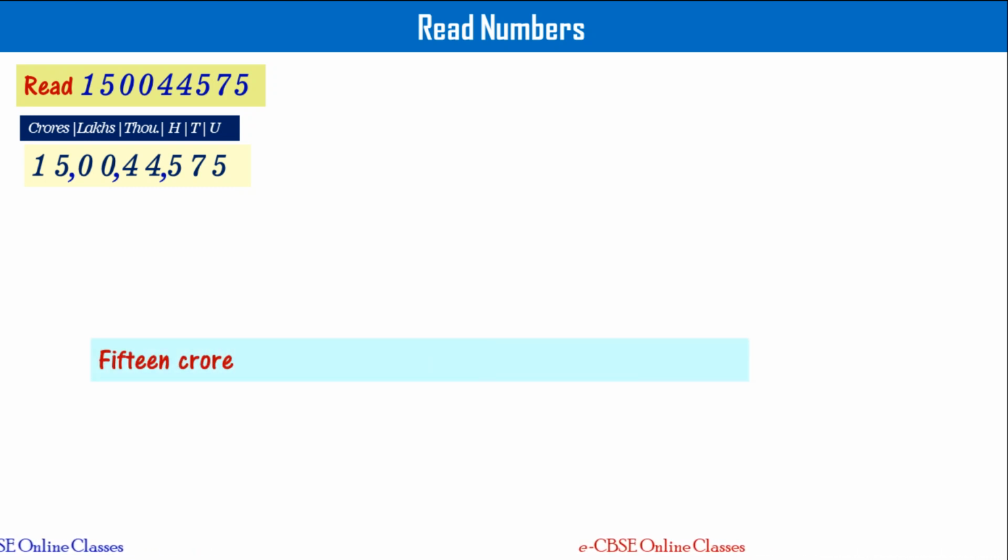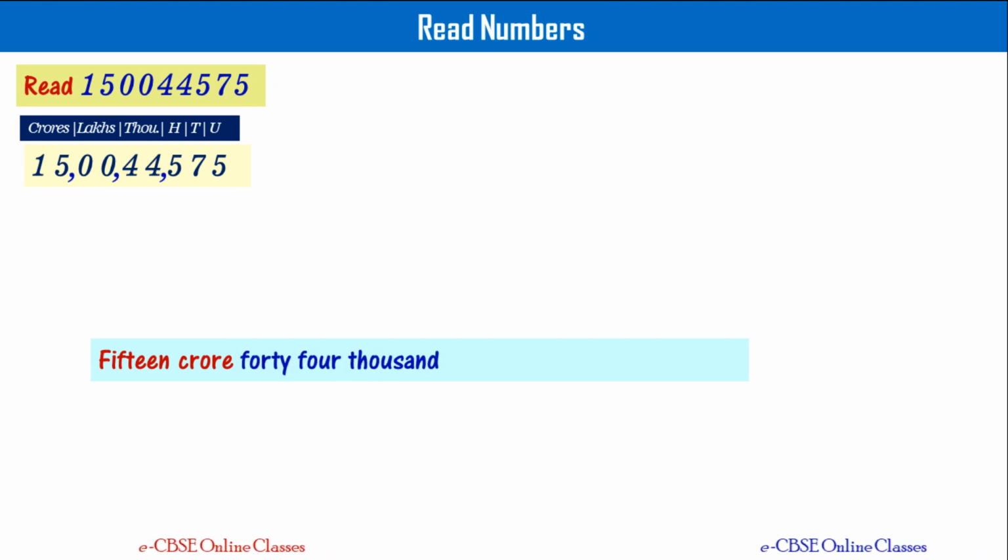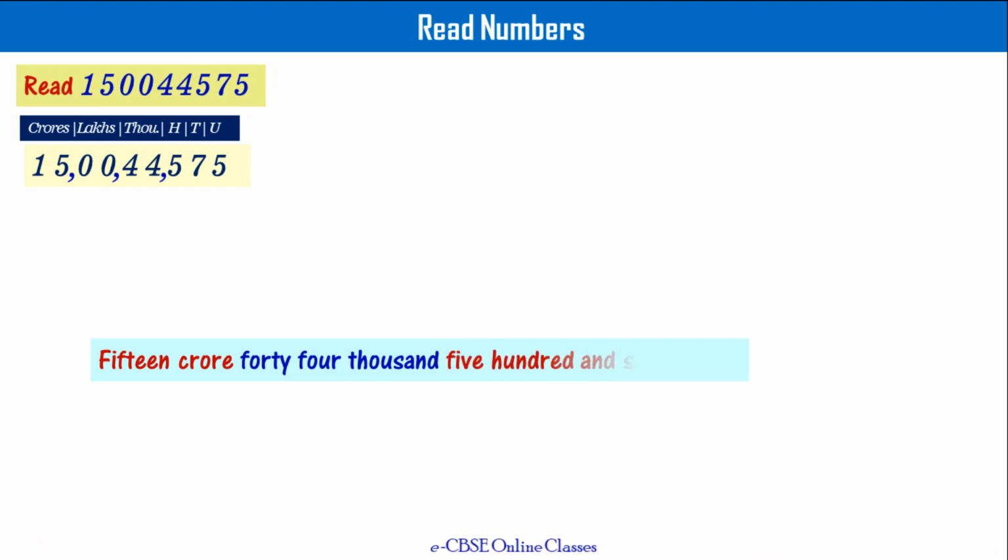As you see here, we have 15 in the group of crores. So this is 15 crores. And in the lakhs group, we have 2 zeros. It means we have nothing to do. In the thousands group, we have 44. It means it is 44,000. And in the ones group, we have 575. So let's write that. The whole number given can be read now as 15 crore 44,575.